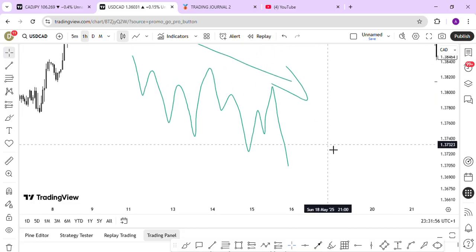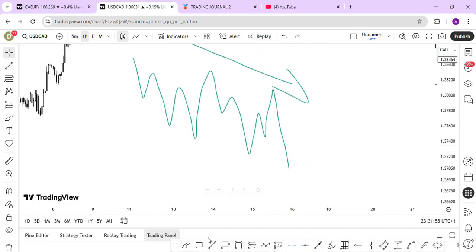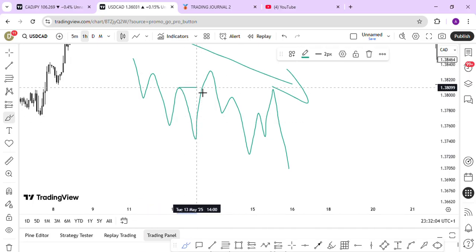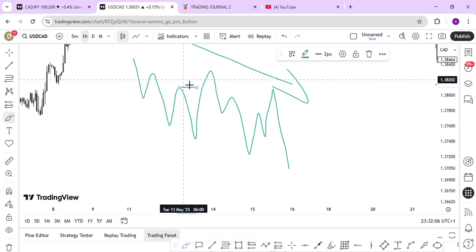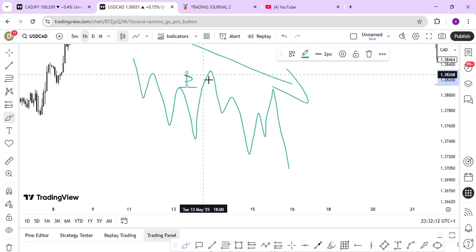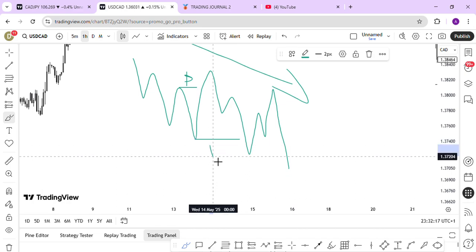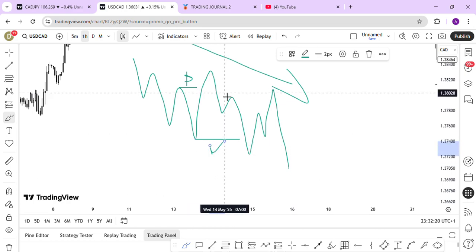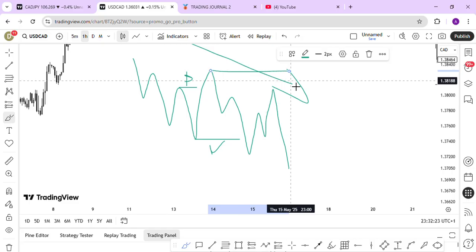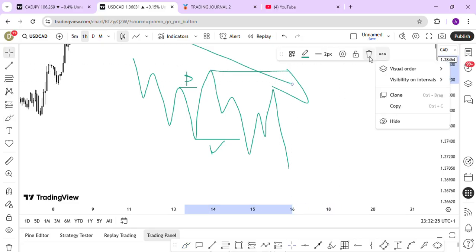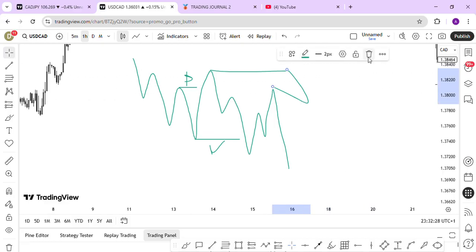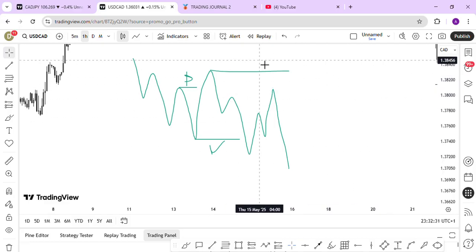Look at this structure now. We want to see IDM. This is our IDM taken out. And you see immediately the market takes out this high, it breaks this low. Then we have a valid break of structure. It means that this high will be protected.